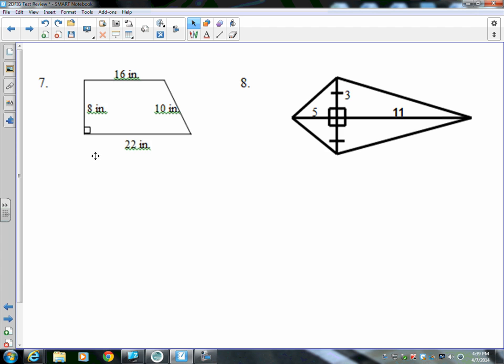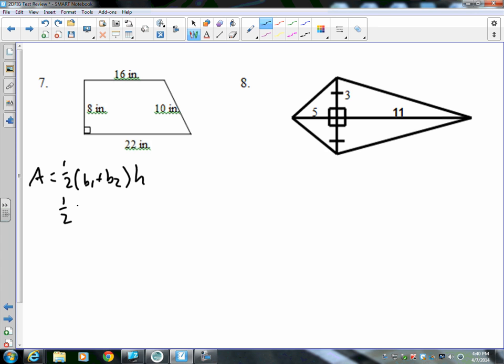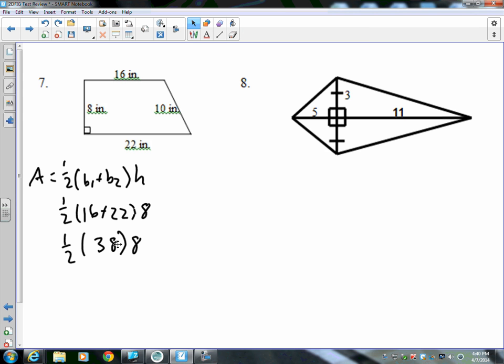Number 7. Number 7 is also a trapezoid, just like number 4. A trapezoid's equation for area is 1/2 base 1 plus base 2 multiplied by the height. Base 1 is 16, base 2 is 22. Multiplied by the height, we know the height. The height is 8. Okay, we can add these two numbers together. 16 plus 22 is 38. Okay, we can say 38 times 8. Multiply that by 1/2. And you end up with 152 in the calculator.